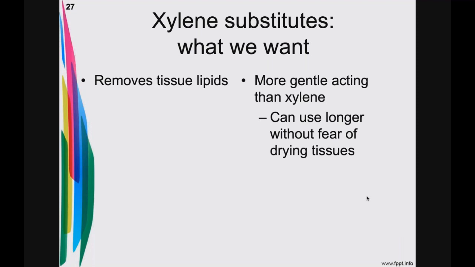What about removing the tissue lipids? We've got those fatty lipomas coming in. We've got the breast tissue. We've got to have that xylene or xylene substitute remove the wax from the tissue section. It's got to, all right? Well, the aliphatic hydrocarbons and the limonenes, chloroform is really strong, but I don't think we want to talk about chloroform because of its carcinogenic effect. The other guys are much more gentle acting than xylene, so they need more time. But that's okay, especially on the tissue processor.